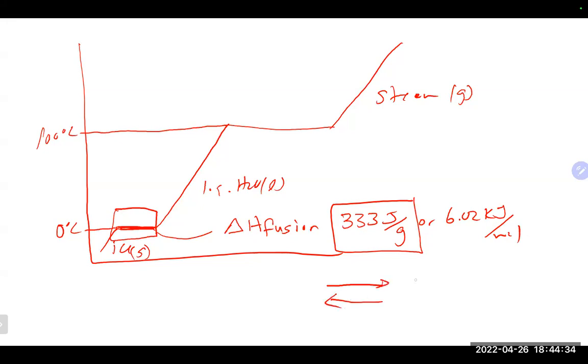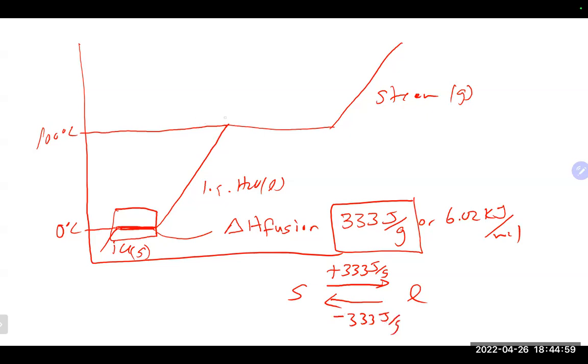And again, this is specifically for water. The only difference is the sign. As I go from solid to liquid, is that exothermic or endothermic? Solid to liquid is endothermic, so that would be positive 333 joules per gram. Going from liquid to solid, that is exothermic, and it would be minus 333 joules per gram.